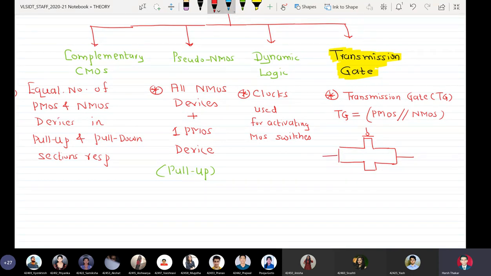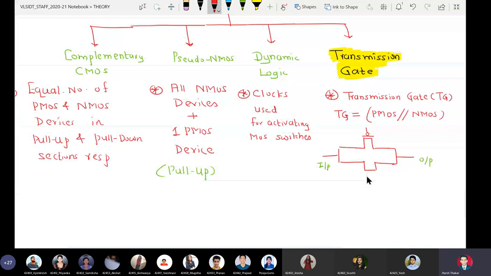Here, this is the input side, output side, and this is the control signal of the gate, C. You apply C bar here, and these are the terminals. Drain of PMOS is connected to drain of NMOS, the source of PMOS is connected to source of NMOS, and there are the gates here. Okay, this is the transmission gate.